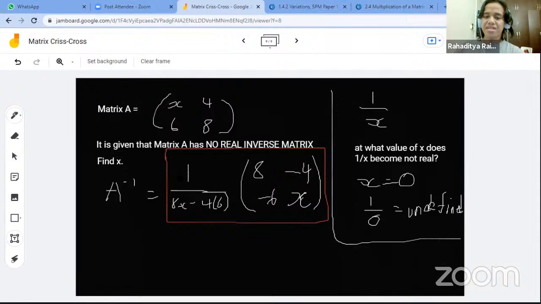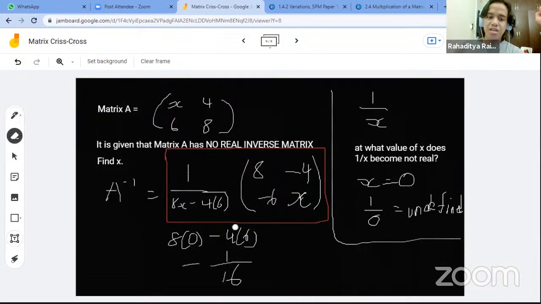Yeah, x, okay, we know this. At this part, when x equals 0, 1 over 0 becomes undefined. But of course, in this case, you can't put x equals 0, because 8 times 0 minus 4, 6, you'll still get a value, which is negative 1 over 8 minus 24, which is negative 1 over 16. So no, you don't put x equals 0 for this one. But if you're answering the earlier question, yes, you're correct.